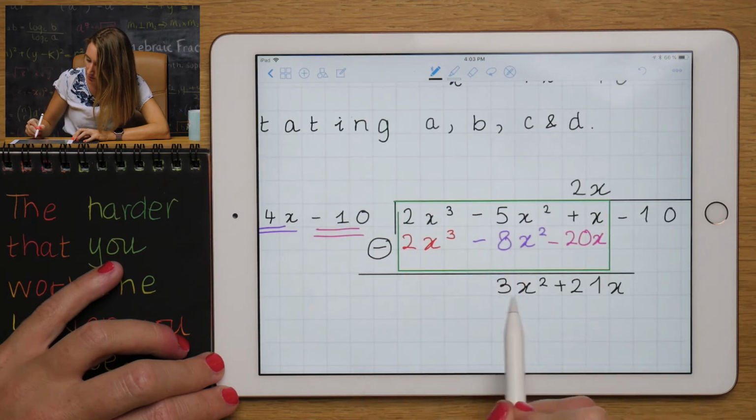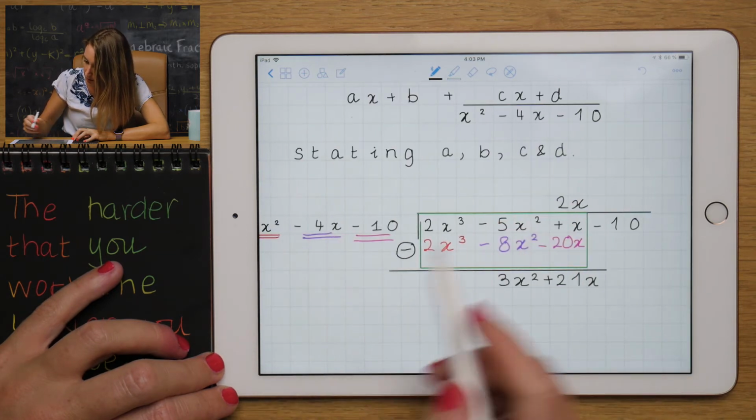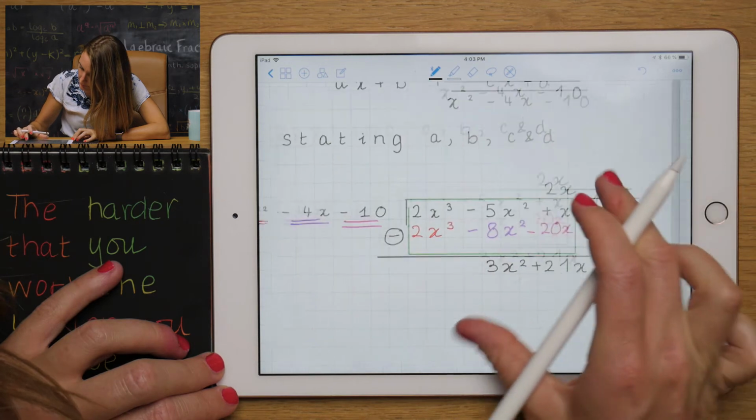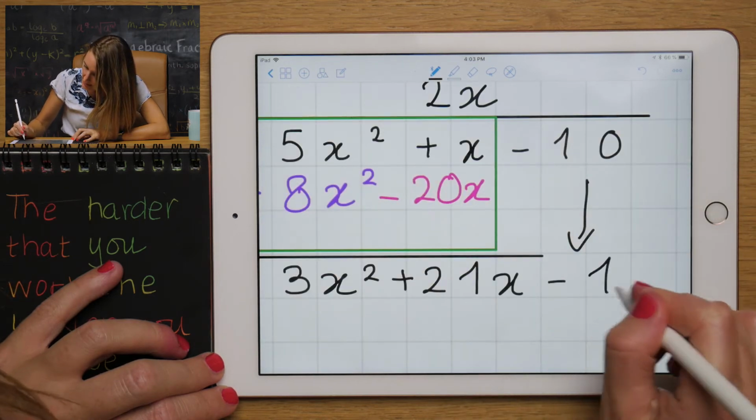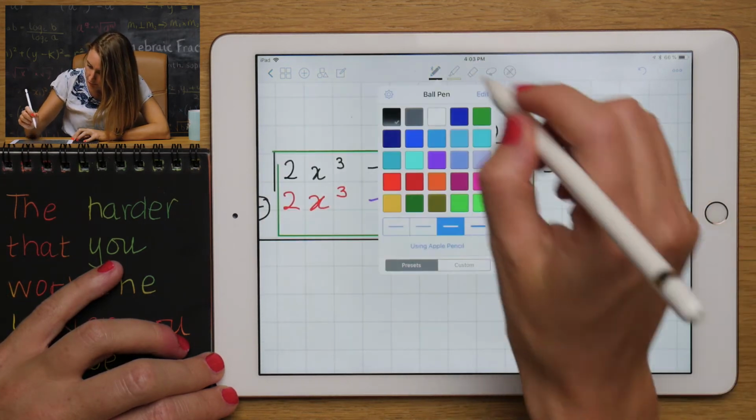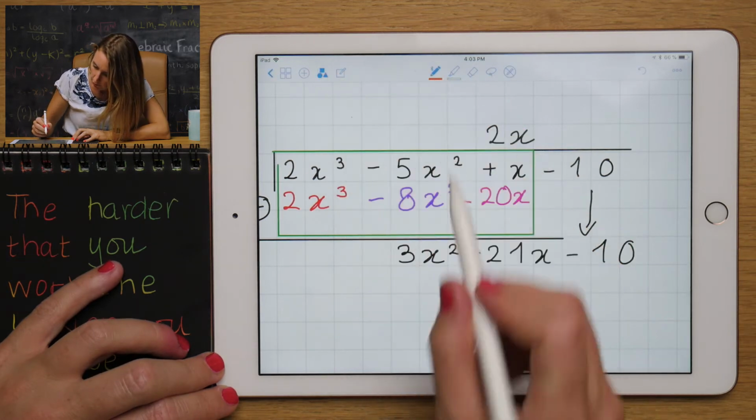So you can see that we're missing one. We've only got 2 and we need to have 3. So I'm going to pull this one down here. So that's going to be minus 10. And I'm going to start a whole new box now. So we can use orange.